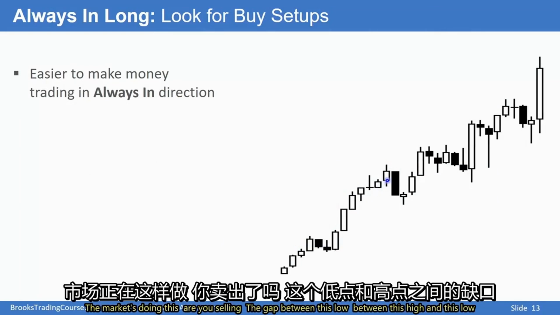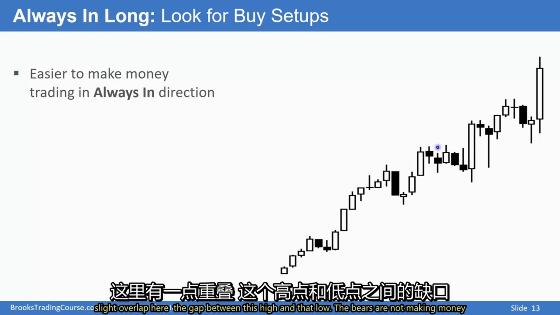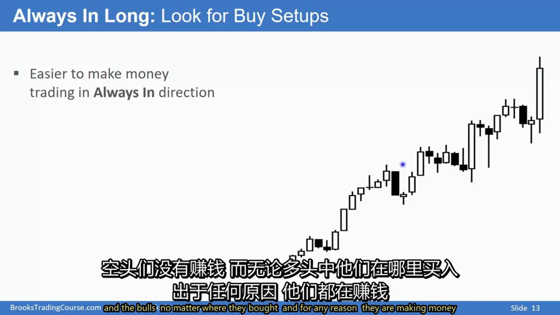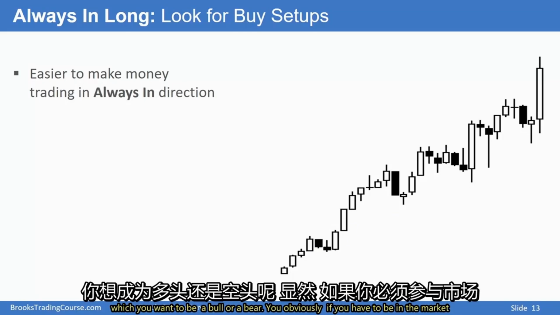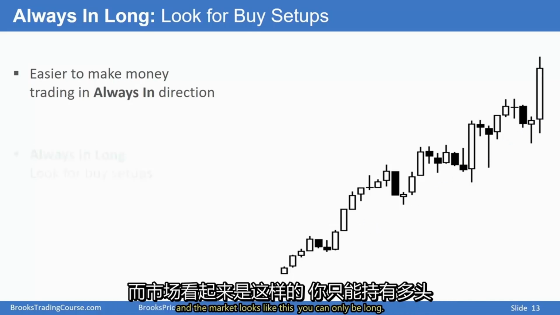When the market's doing this, are you selling? The gap between this low, between this high and this low, slight overlap here, the gap between this high and that low. The bears are not making money. And the bulls, no matter where they bought, and for any reason, they are making money. Which do you want to be, a bull or a bear? You obviously, if you have to be in the market, and the market looks like this, you can only be long.